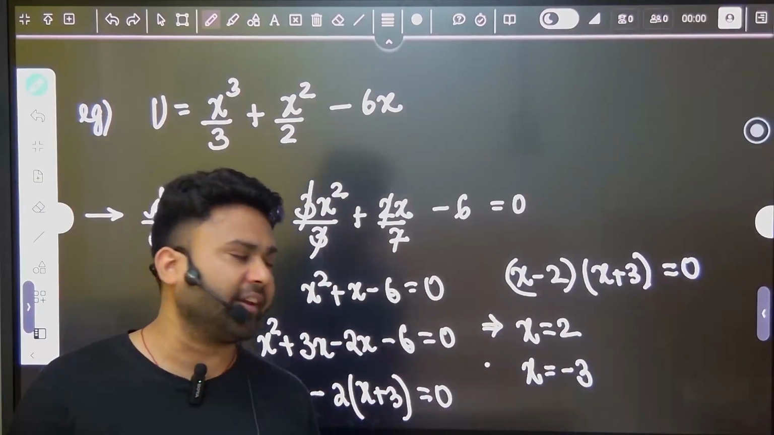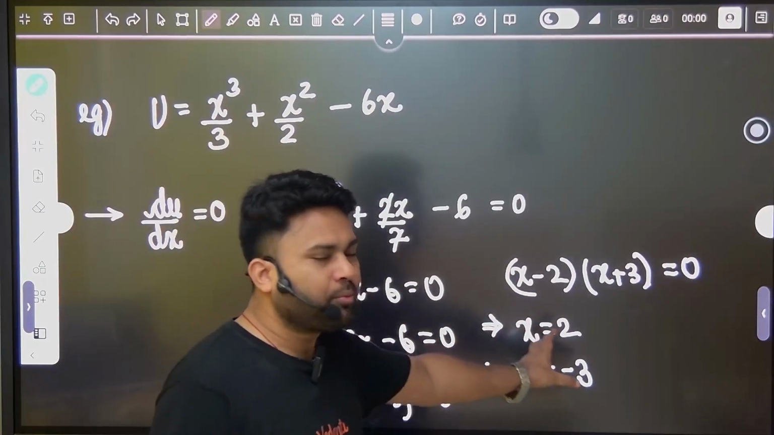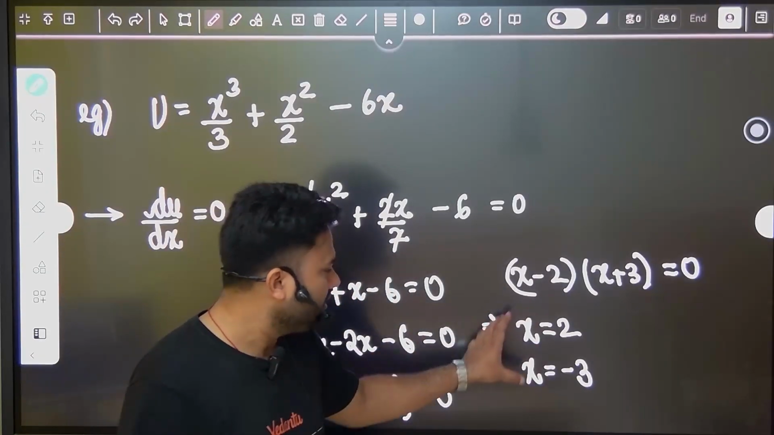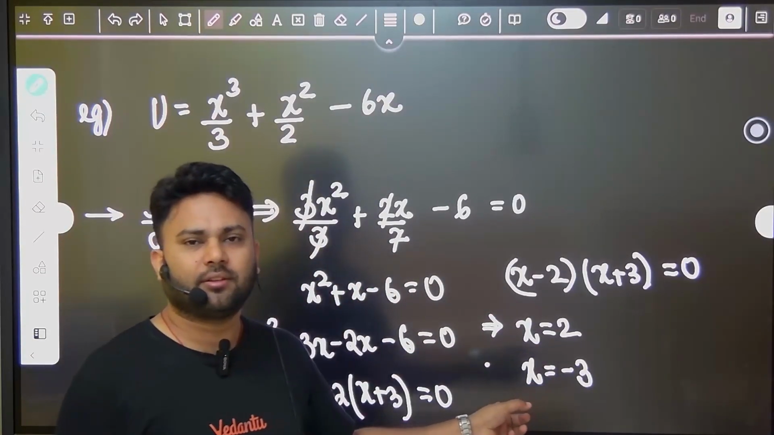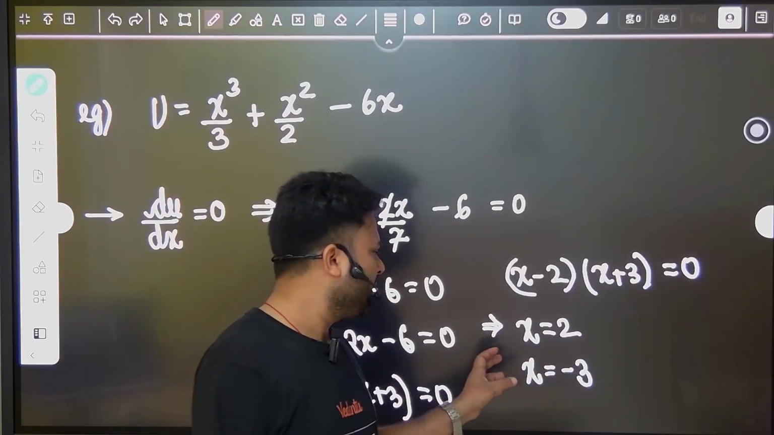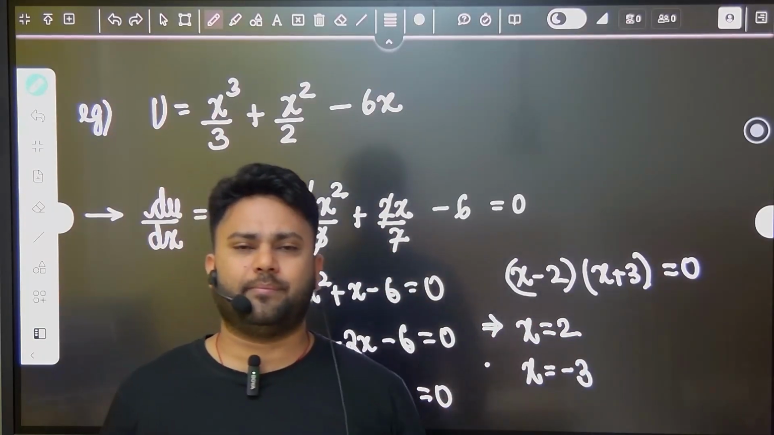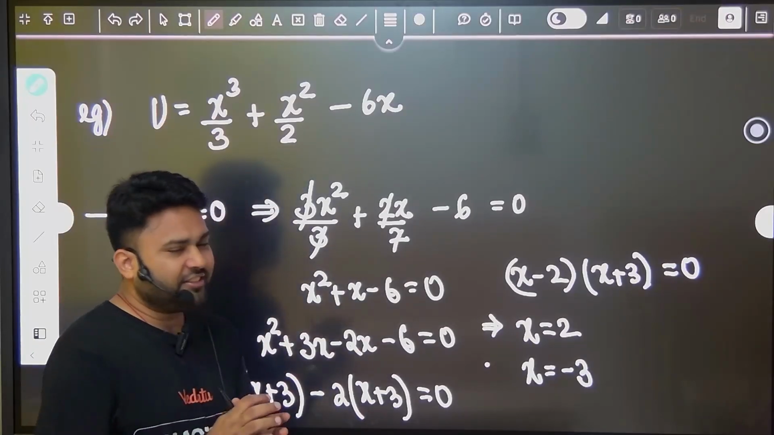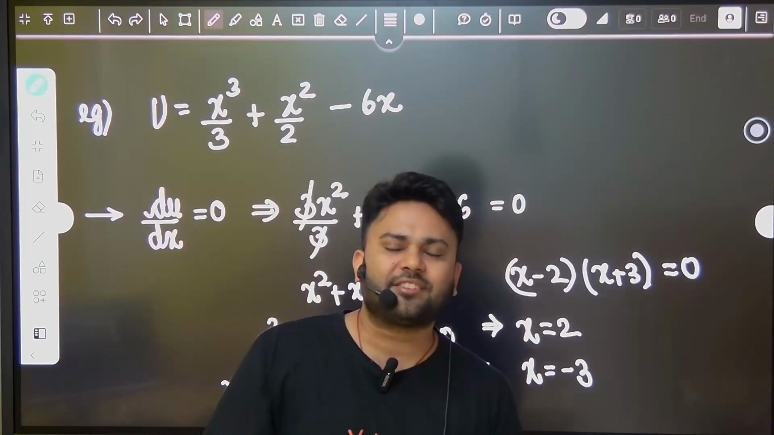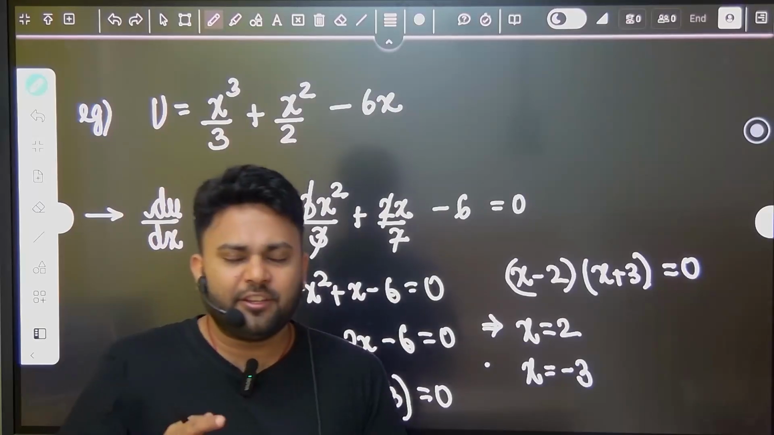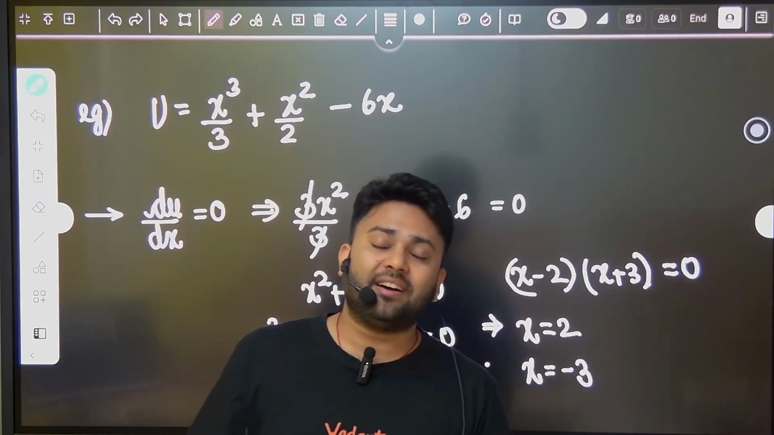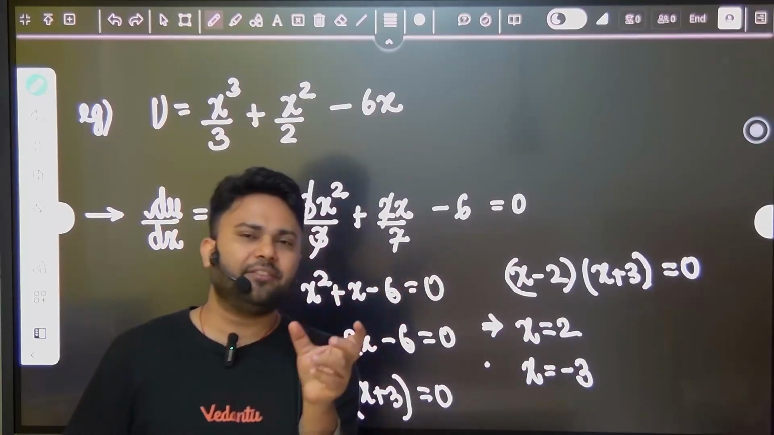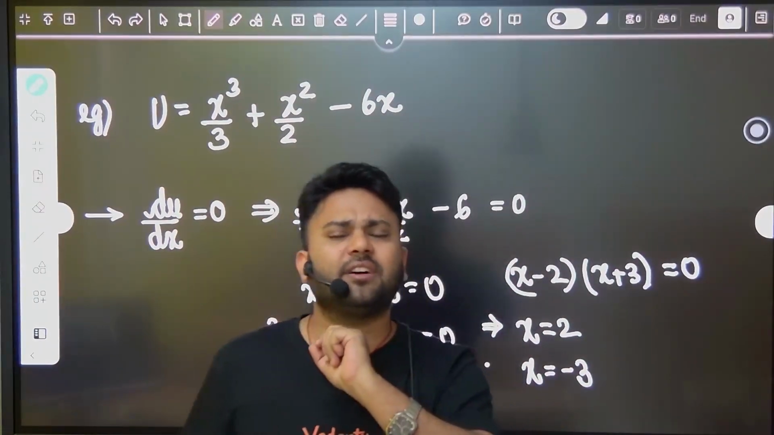These 2 points you are getting. Means these 2 points are the points of equilibrium. Means at these positions, the object, the ball or whatever, will be at equilibrium. But they are asking, you have to tell which point will be at stable equilibrium and which point will be at unstable equilibrium. We have got 2 points. You have to find which is the point of stable equilibrium and which is the point of unstable equilibrium.